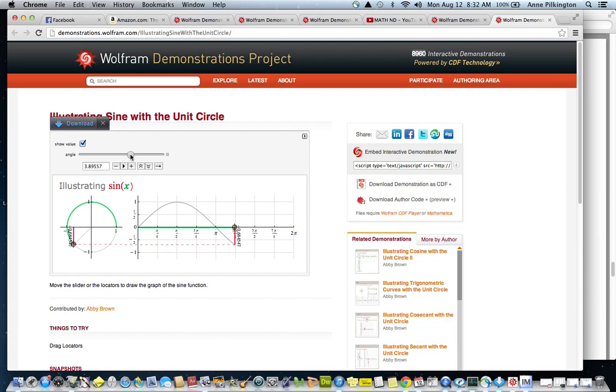Then as x increases between pi and 3 pi over 2, the y coordinate on this point gets larger in absolute value, so the sine value gets larger in absolute value and reaches a minimum when x is 3 pi over 2. By x here, I mean the angle that this ray makes with the positive x-axis. When x hits 3 pi over 2, the sine value hits -1. And then it gradually increases between 3 pi over 2 and 2 pi, back to 0 again.